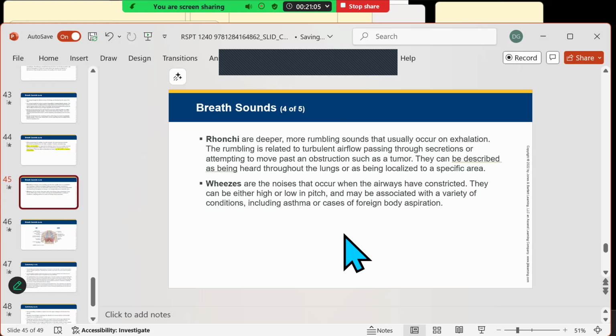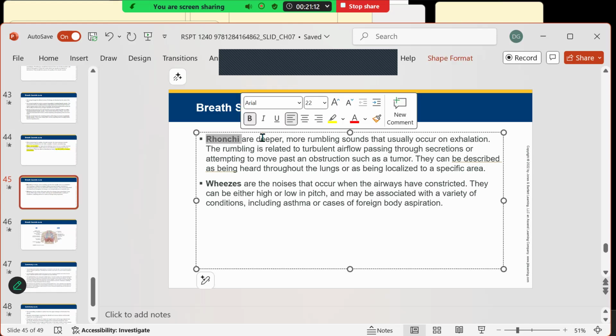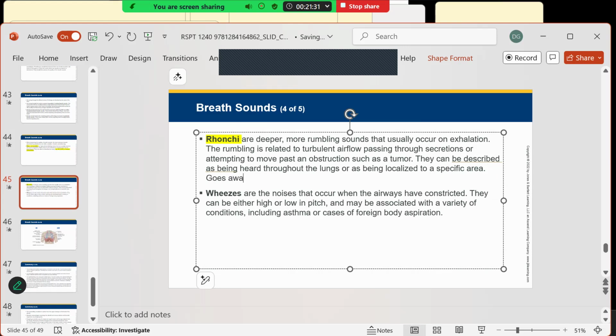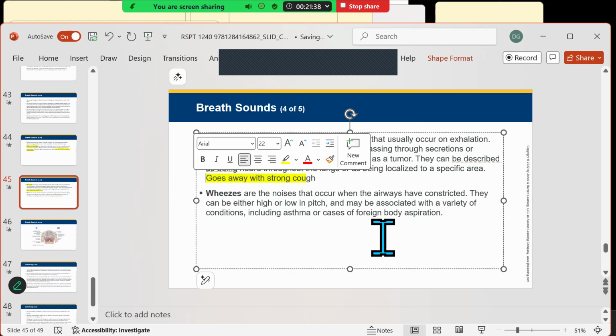Rhonchi, these are secretions in the airways. They make a deeper rumbling, gurgling type of sound. And what you need to know for board exams is that the rhonchi clear when the patient coughs. The patient can cough, move the secretions, and the rhonchi go away. None of these other sounds go away with a cough. So let's see, goes away with strong cough. I'll just add that, and you got one more point right on your board exams.